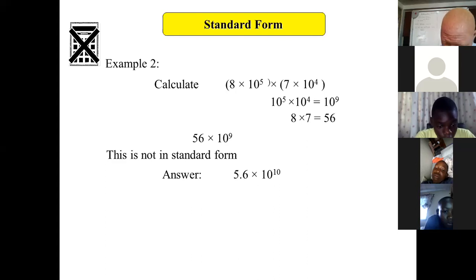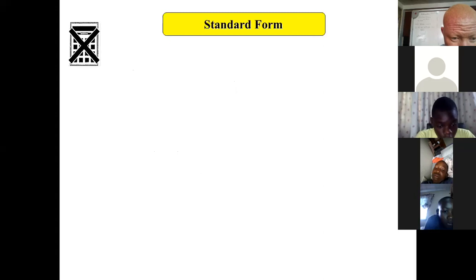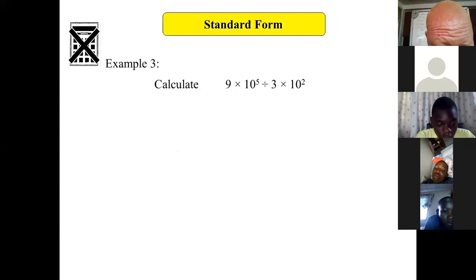Okay, so let's move on now. Now, checking this one: 9 times 10 raised to power 5 divided by 3 times 10 raised to power 2. 9 times 10 raised to power 5 is a number on its own. 3 times 10 raised to power 2 is another number on its own. And division is what connects the two standard form numbers together.